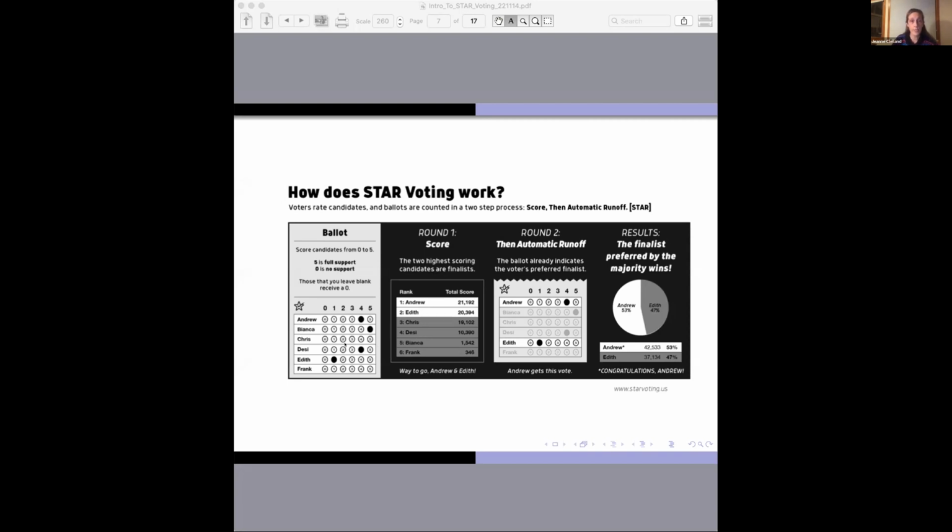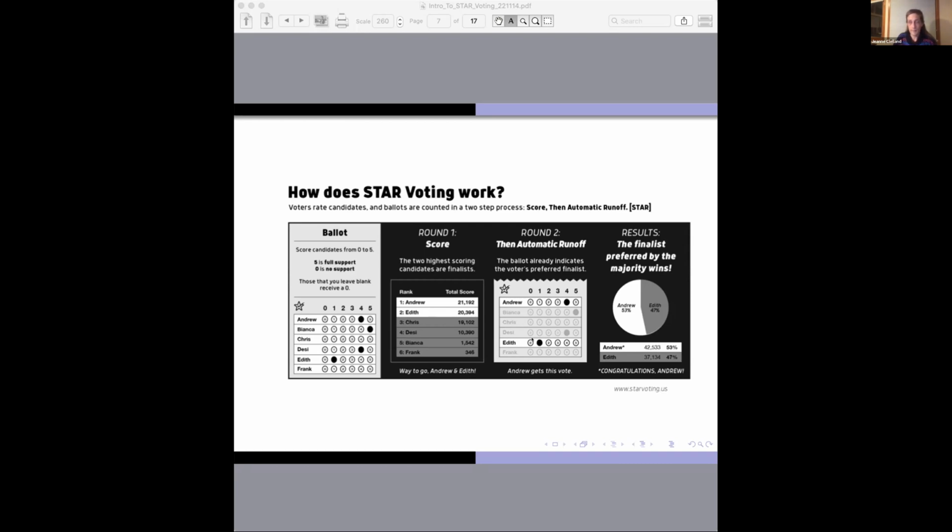So in the score step, all of the numbers of stars are added up. In round one, this voter gets to count Andrew for 4 points and Edith for 1 point. The scores are used to identify the top 2 scoring candidates. Then in the second round, all that matters is that this voter ranked Andrew higher than Edith. It doesn't matter that it was a 4 or a 1, because this step is a traditional runoff step. Just which of these 2 do you prefer?